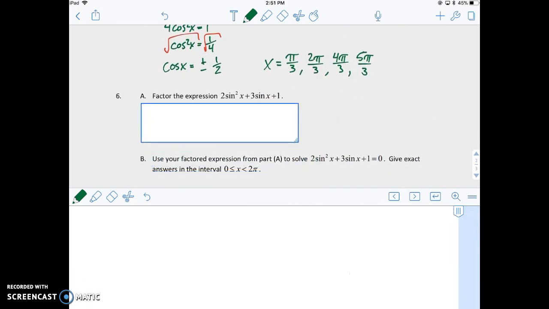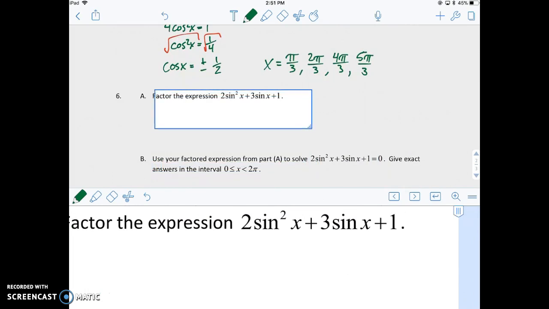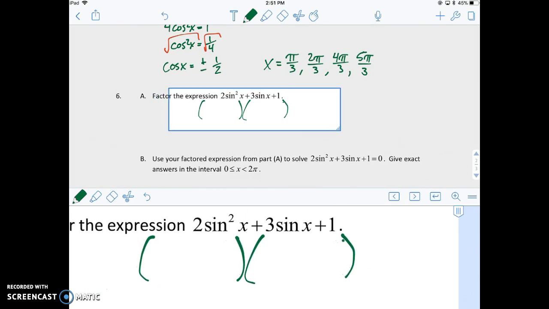We want to be able to factor this expression. Part A only asks us to factor it, which means we want to put it in a form that looks kind of like this. Two things being multiplied together. If you notice in this, it's kind of like a quadratic because it's got a sine squared and then a sine to the first power and then a number at the end. So we can factor it just like a quadratic, right?